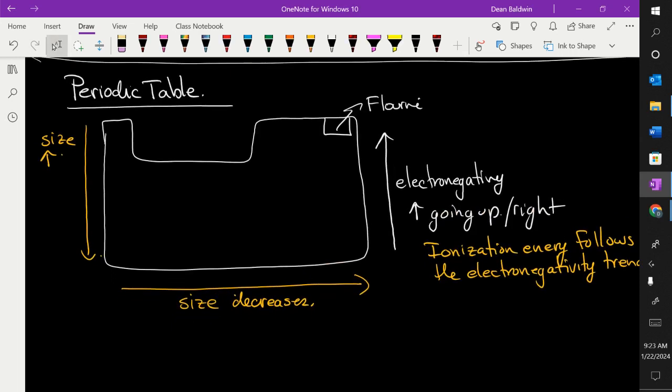The lowest would be down here. And ionization energy is the energy required to pull an electron off an atom. Okay? So the smaller the atom is, the tighter they're held, the more energy it requires to take it off. The larger it is, the further away from the nucleus, the easier it is to pull an electron off.